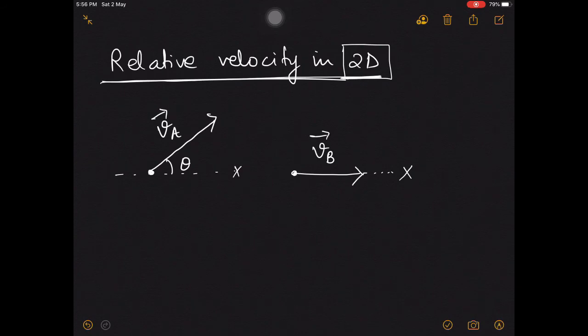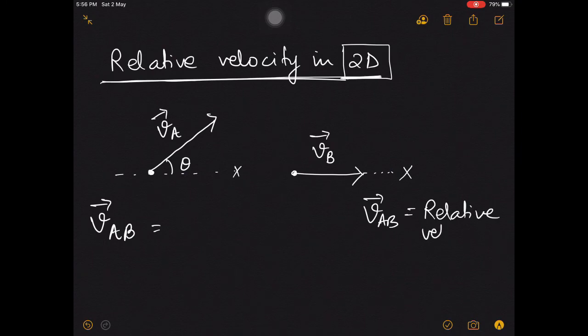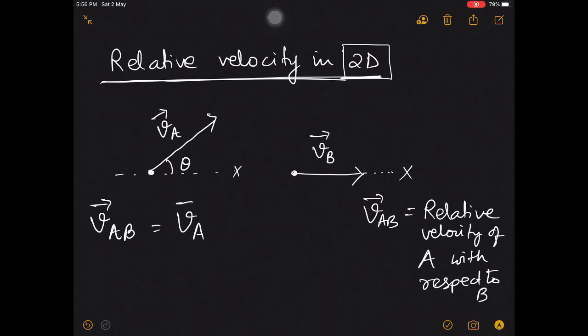And I am asking you to calculate the relative velocity of A with respect to B. Same notation, A with respect to B. Let me write here once again: relative velocity of A with respect to B. So here also you will do the same thing. We will do VA plus of minus VB. Since we are calculating with respect to B, I will add the negative of VB.